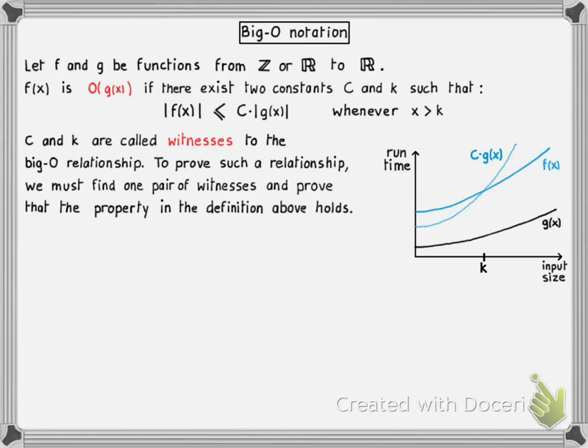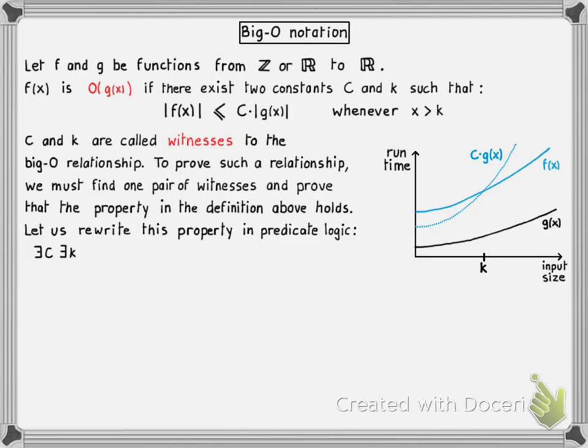So let's rewrite this constraint in logic so we clearly understand what the meaning of that definition is. The definition says that for f of x to be big O of g of x, there must exist two constants or two witnesses c and k. So in predicate logic, what that means is there exists c and there exists k, such that this property holds for all values of x that are big enough.